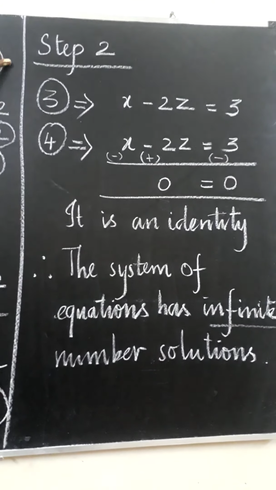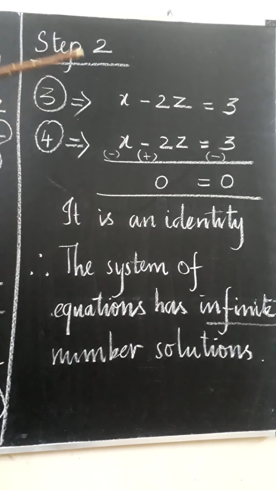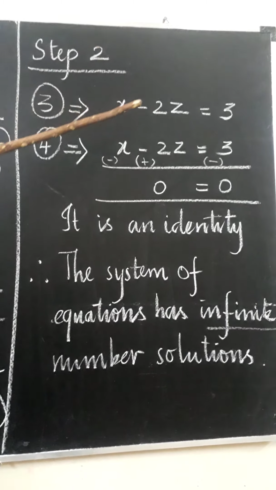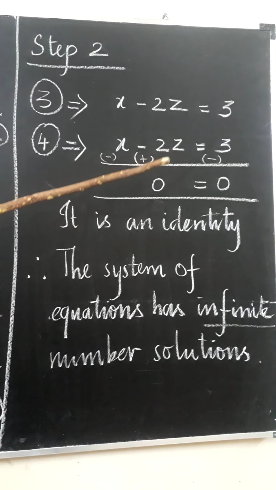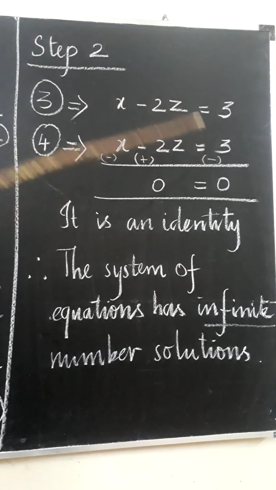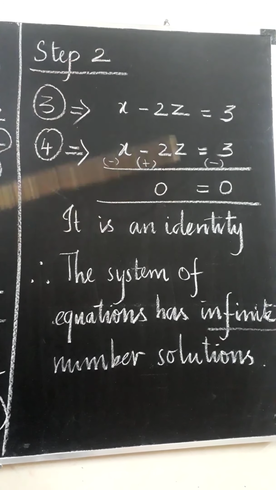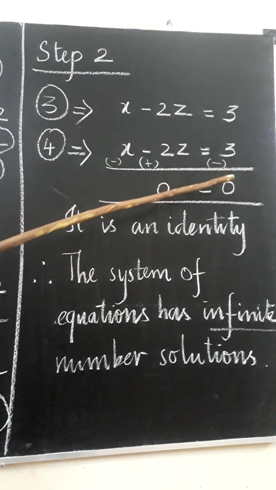In step 2, the third equation and fourth equation I have written as they are. No change is required because both equations have the same variables. So everything will be cancelled when we subtract the fourth equation from the third one. When everything is cancelled, we get 0 is equal to 0.